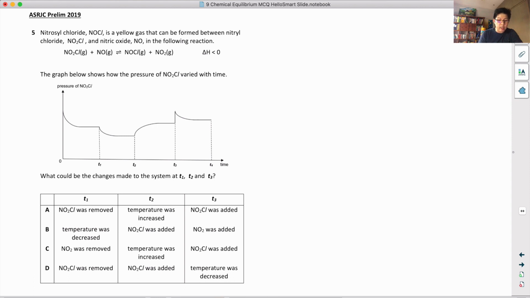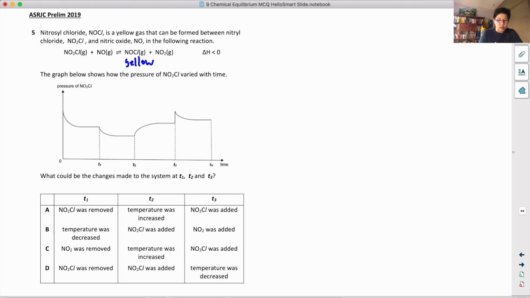Okay, NOCl is a yellow gas, right? This actually is a yellow gas. Yep, this is a yellow gas. Anyway, it can be formed between nitric oxide and chlorine, all right, nitric oxide I mean.